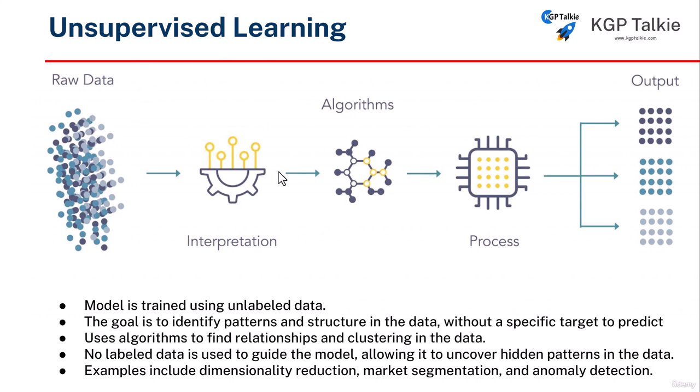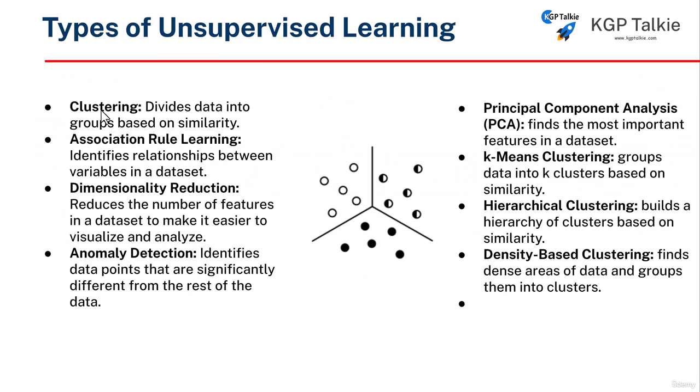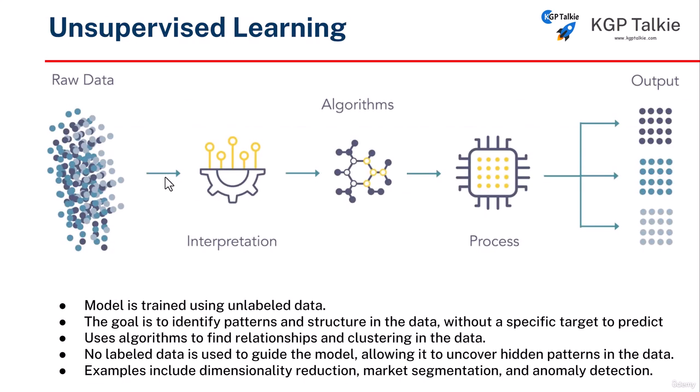The examples of unsupervised learning are these: clustering, association rule learning, dimensionality reduction, anomaly detection, principal component analysis, k-means clustering, hierarchical clustering, and density based clustering. Clustering is the simple kind, which divides the data into groups based on the similarity of the data. If we find the similarity of the data based on color, then these data types have the same color. That is how these data are clustered as a single cluster, and these have the same kind of color, so they are clustered as another single cluster.